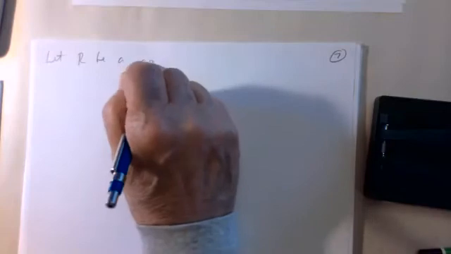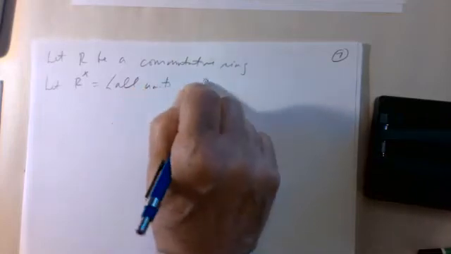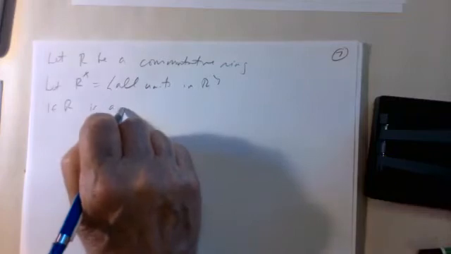So let R be a commutative ring. So you can add and multiply. Let R times, this is a times sign, be the set of all units in R. So this is not empty. First of all, 1 in R, the multiplicative identity, is a unit because 1 times 1 is 1. So the inverse of 1 is 1. So 1 is always an element in the set of units.